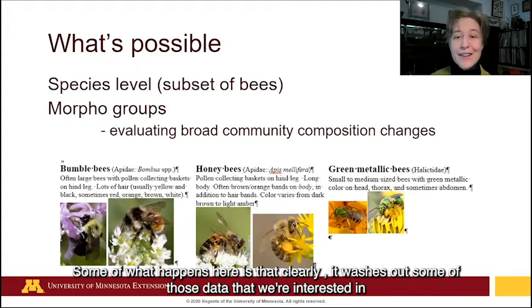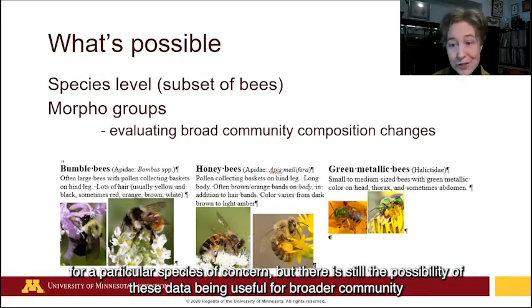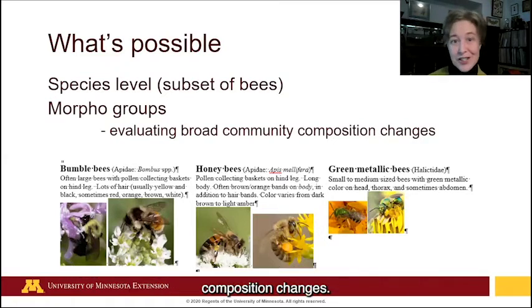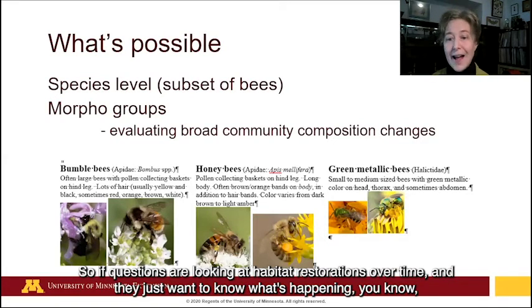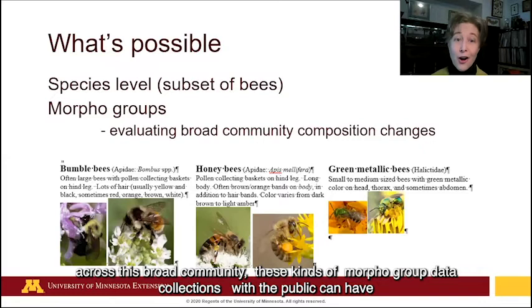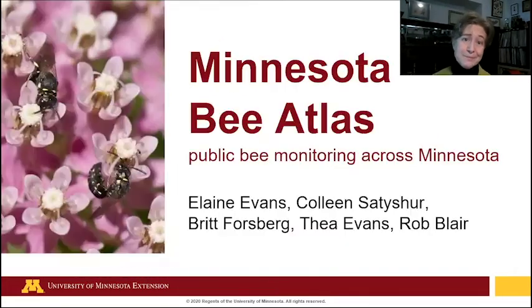Some of what happens here is that clearly it washes out some of those data that we're interested in for particular species of concern. But there is still the possibility of these data being useful for broader community composition changes. So if questions are looking at habitat restorations over time and they just want to know what's happening across this broad community, these kind of morpho group data collections with the public can have some use.